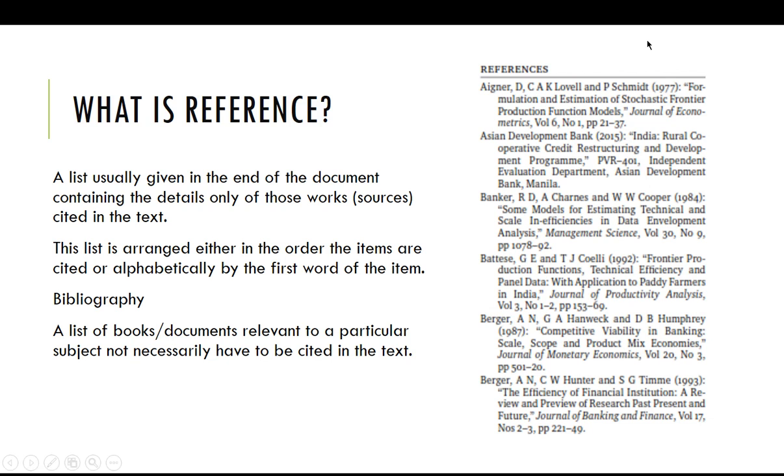So here I have given one reference list, you can see here. The author name, year, and then the title, then the journal from where it is published, volume of the journal, number and page number. So all these bibliographic elements are provided so that if somebody wants to read the particular article, they can locate that particular item with these details.